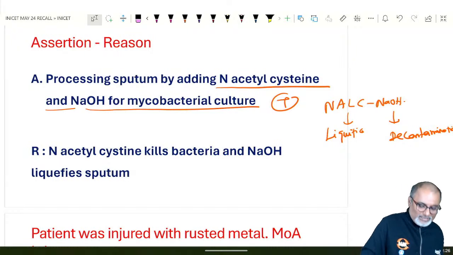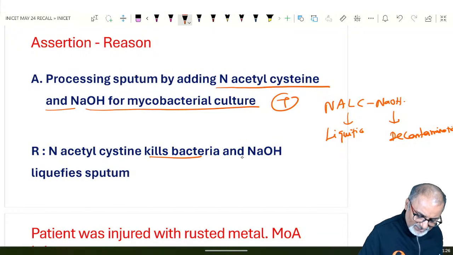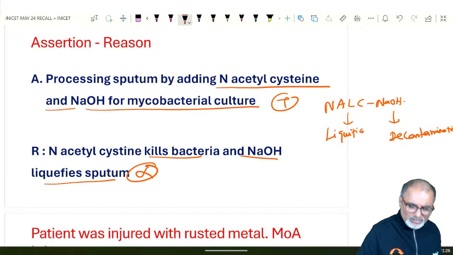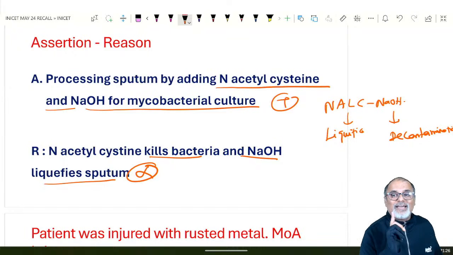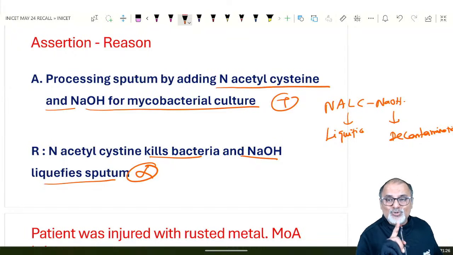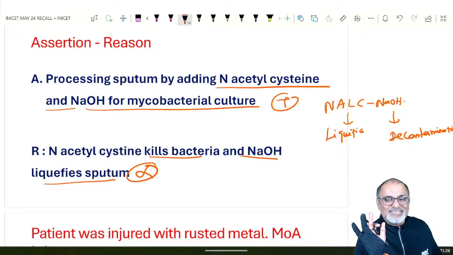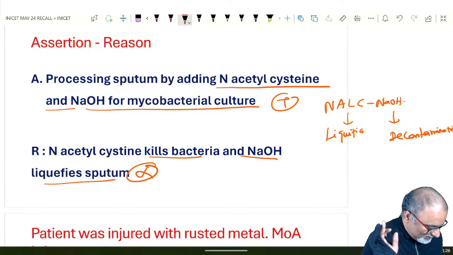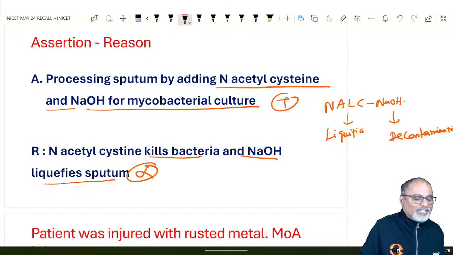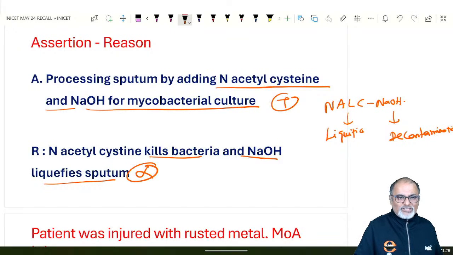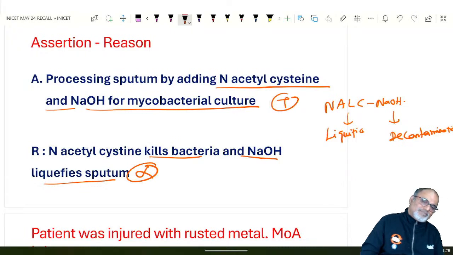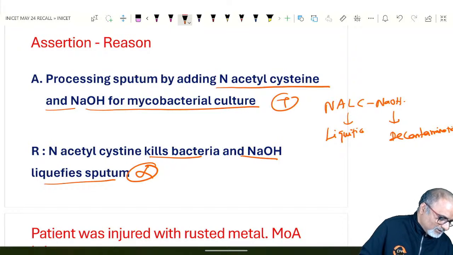Okay. So the statement says N-acetylcysteine kills bacteria and NaOH liquefies sputum. It is opposite. So assertion is true, reason is false. Reason is incorrect, no matching. As you said, all three assertion and reason questions are very easy. NALC is for liquefaction, NaOH kills other bacteria, the contaminants. Just opposite.